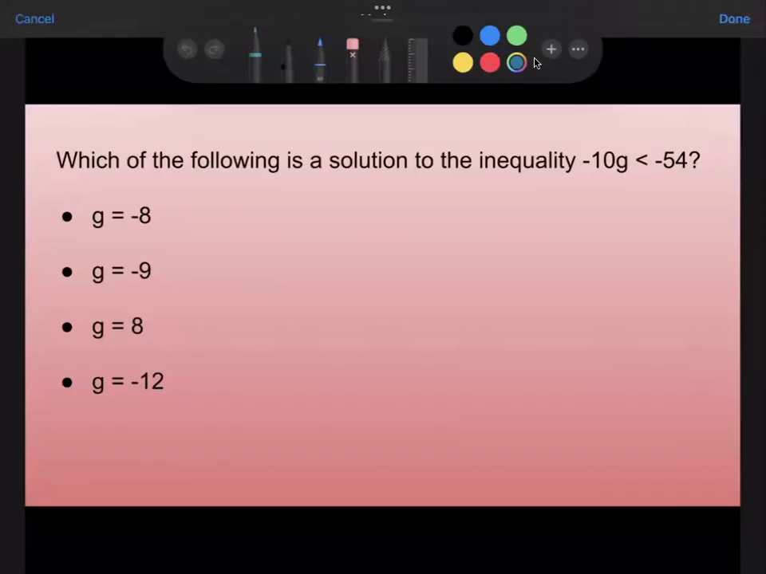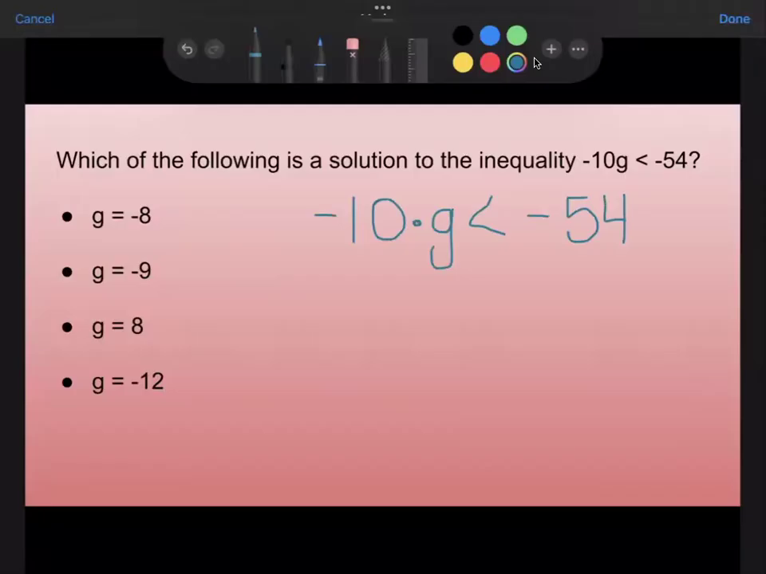Okay, here's our next one. Which of the following is a solution to the inequality negative 10g is less than negative 54? I'm going to rewrite the inequality first: negative 10g is less than negative 54. And I'm going to put that imaginary multiplication symbol in between the 10 and the g, because whenever we have a number next to a variable like that, that means times or multiply.